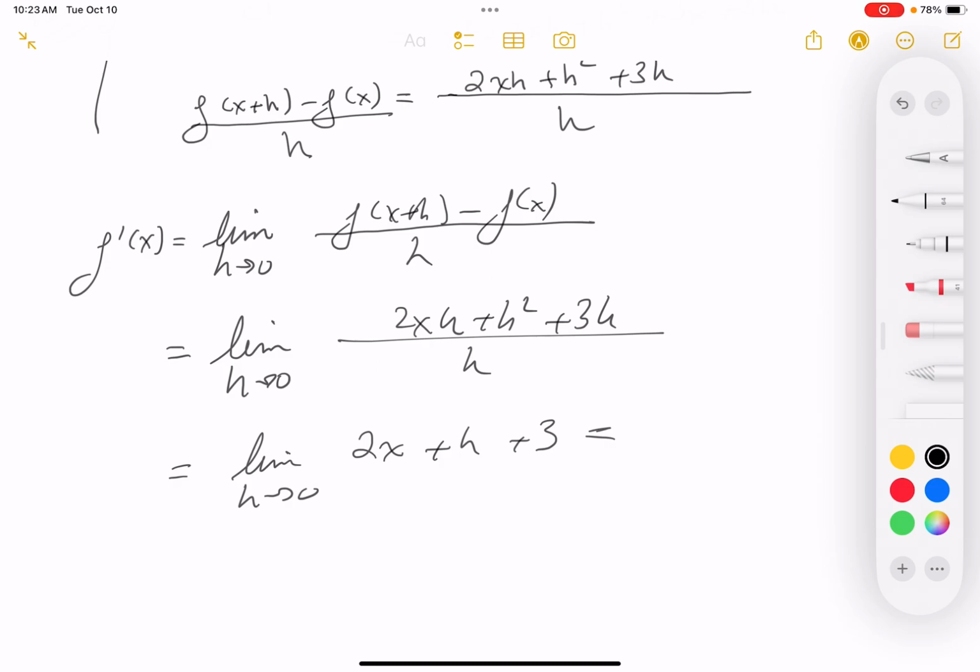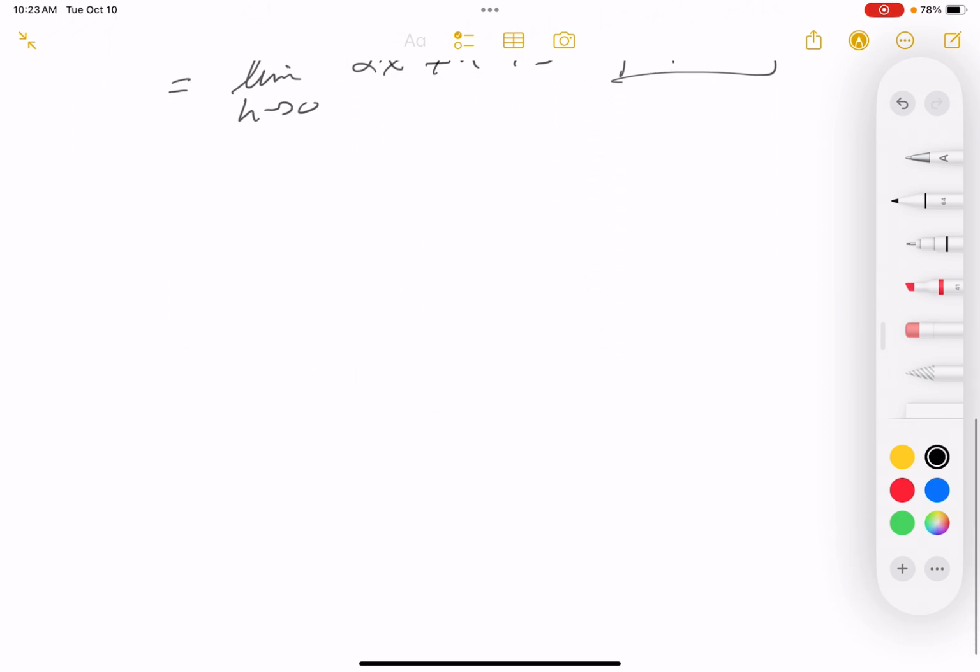Let's see if I did that right. Yeah, 2x. As h goes to 0, what are you left with? 2x plus 3. That's the derivative of that particular function. Let's go to the next one, number 3. What do you get there? You get f of x equals 1 minus root of x.